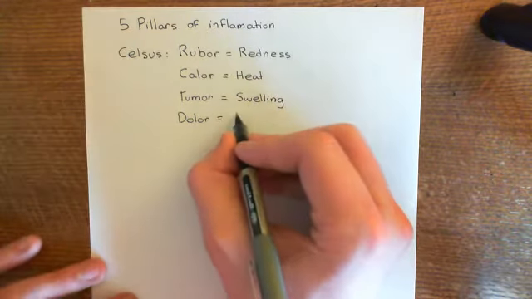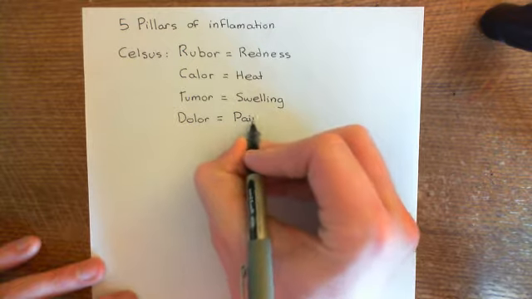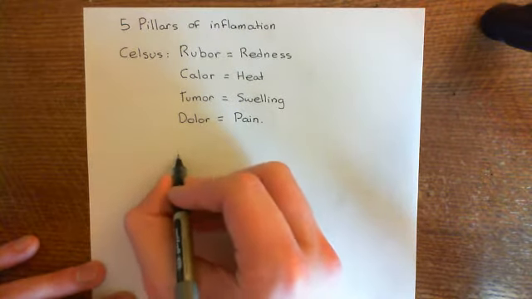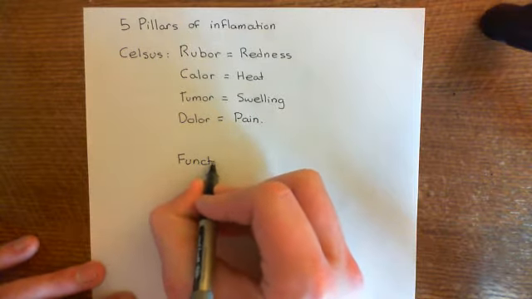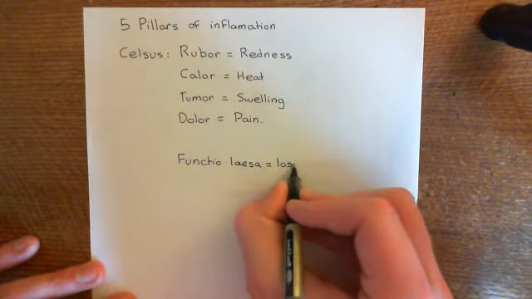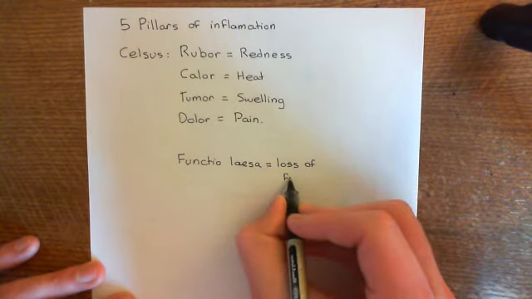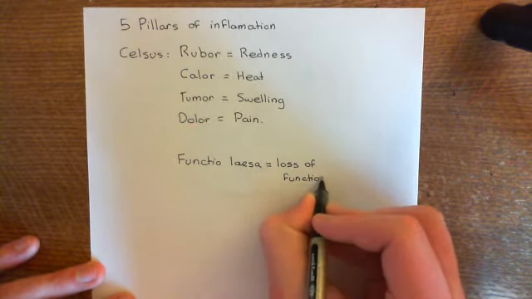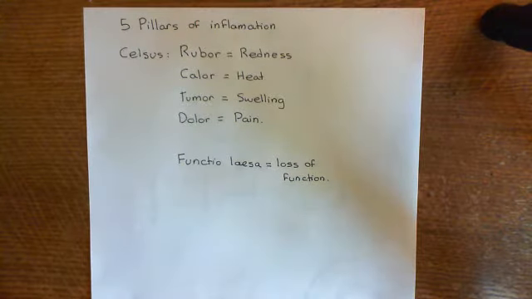Oh, sorry, no. Celsus came up with these original 4, and then later another one was added, so this one is much later on. Later, functio-lysae was added, which means a loss of function. So when you get inflammation of a certain area, basically it leads to these 5 pillars of inflammation. It leads to redness of that affected area, or rubor. It leads to the affected area becoming hot to the touch, calor. It leads to the affected area swelling, tumor. And it leads to the affected area becoming painful, dolor. And finally it also leads to a loss of function of that area, which is functio-lysae.